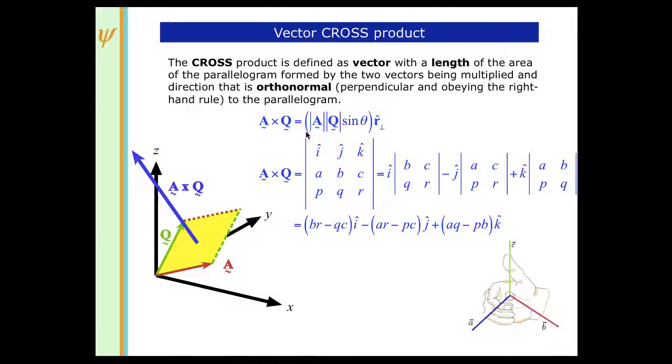The value of the cross product is given by the product of the two vector lengths and the sine of the angle between them. Clearly, if you change the multiplication order in the cross product, its sign and direction will change to the opposite. In Cartesian coordinates, the cross product is given by the following determinant, which can be expanded into components as so.